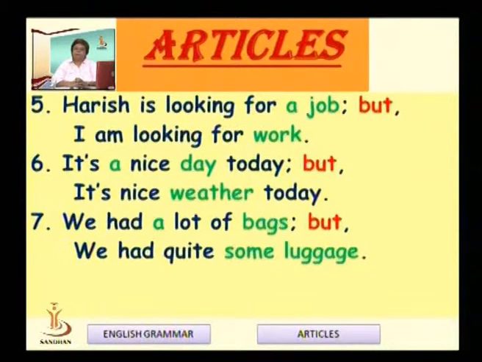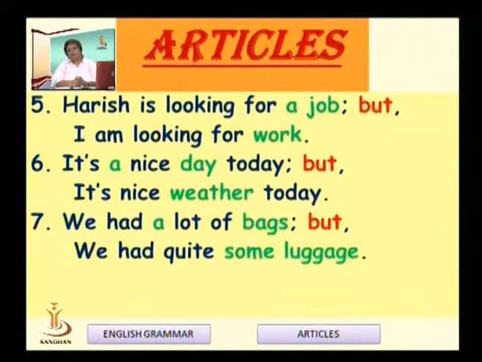Let us come to the 6th example. It's a nice day today. I am using it's a nice day today because I am using the adjective nice. So day becomes a countable noun. Alright. But then come to the next sentence. It's nice weather today. Weather is an uncountable noun, so I am not using any article.